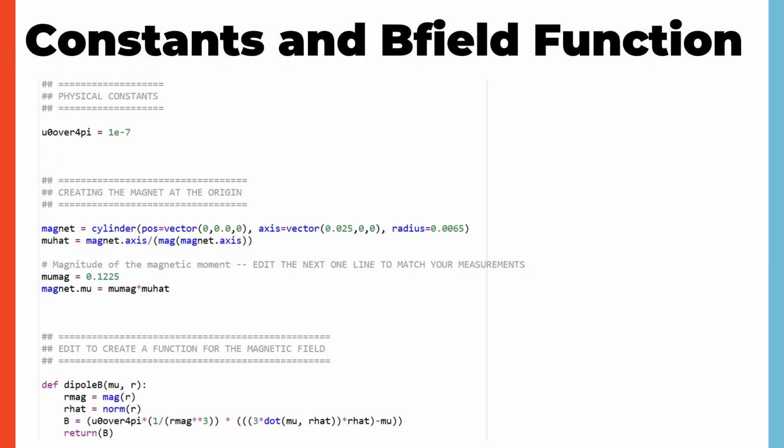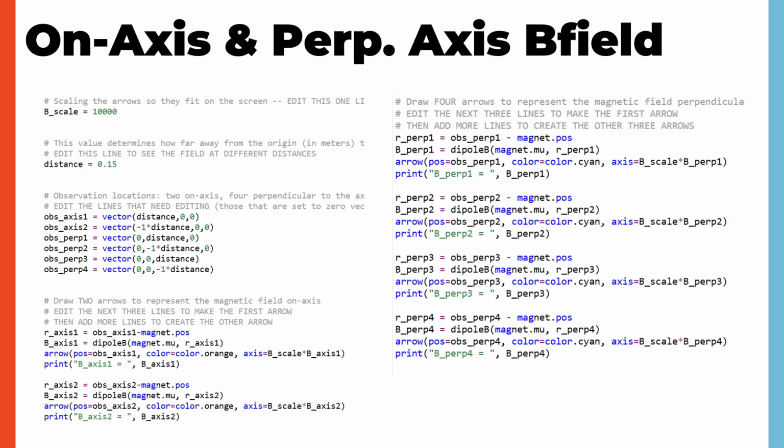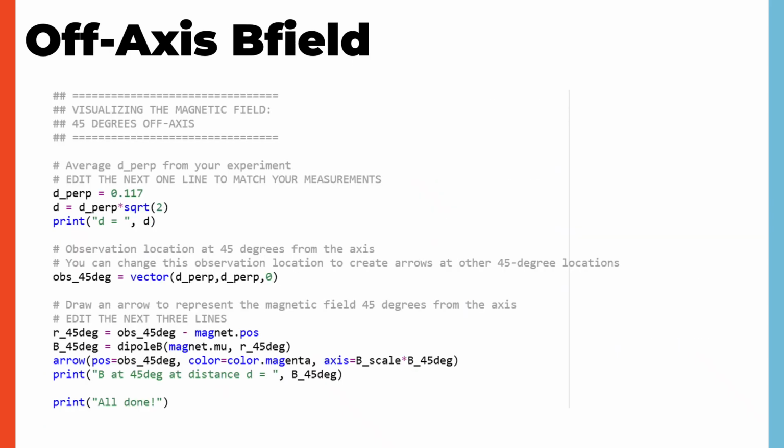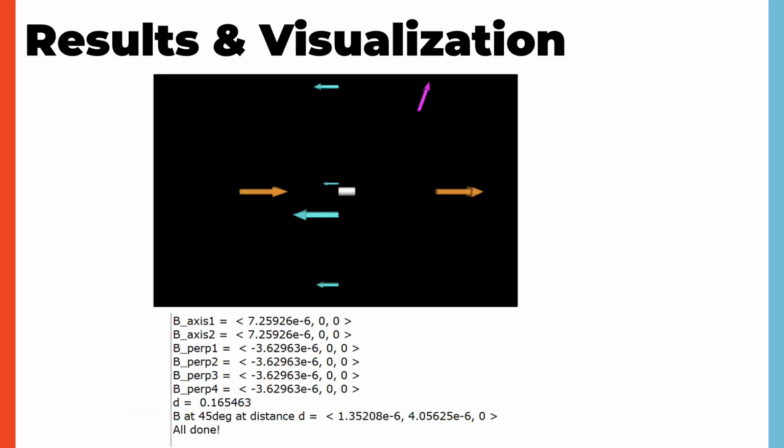So then this is the code for the computational model. First, I had my constants, and then created my function to determine the magnetic field. And then I created the arrays and determined the magnitudes of the magnetic field at different observation locations on axis and perpendicular. And then to determine the off-axis B field, this is the code for that. And then this is the visualization and results.